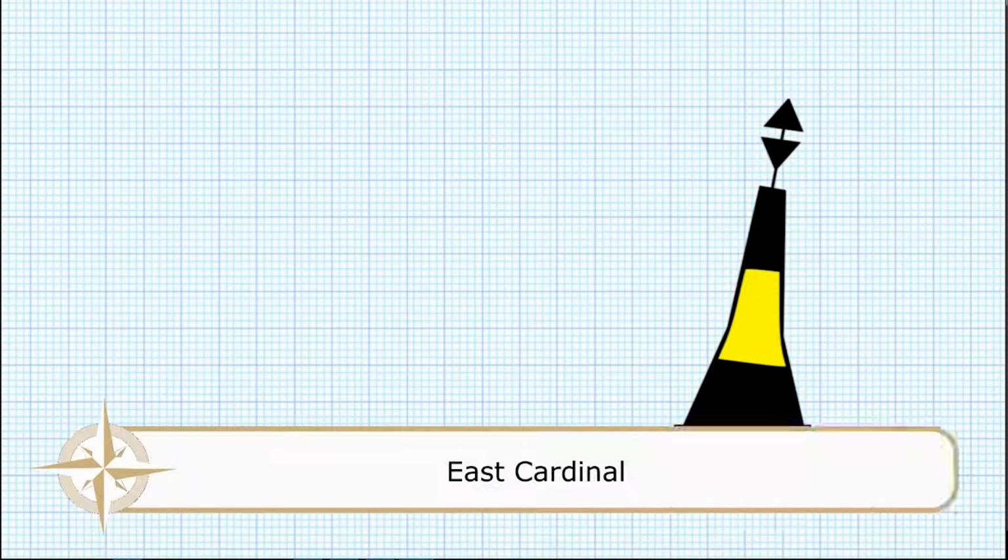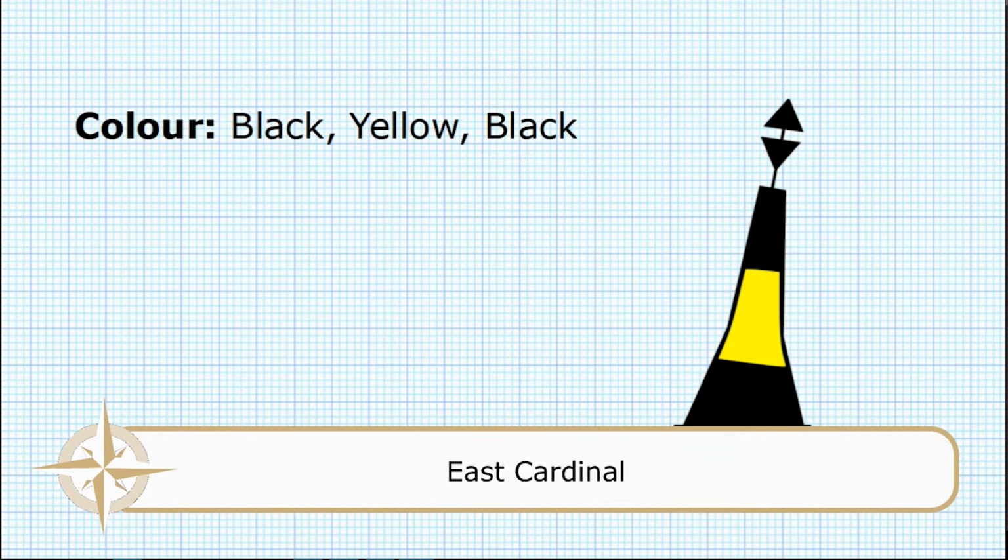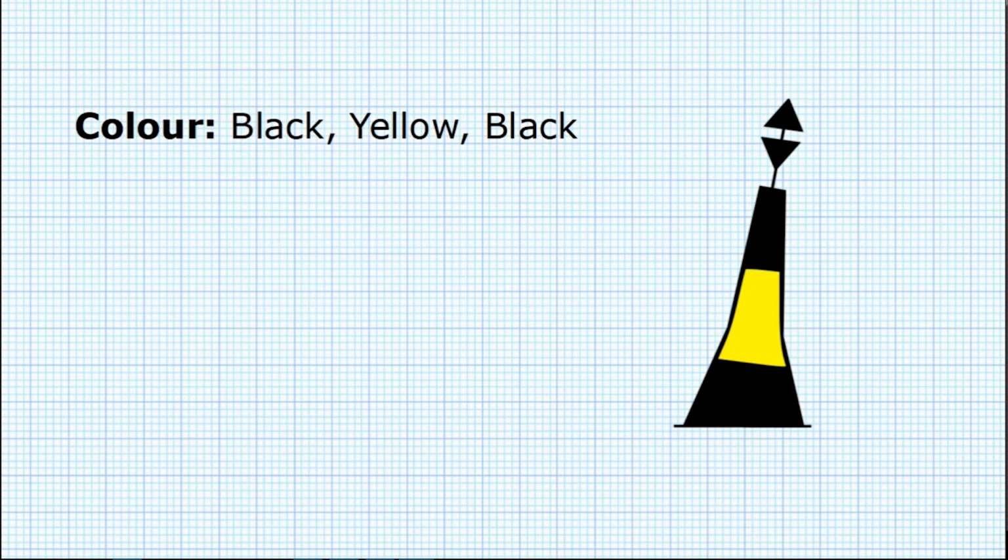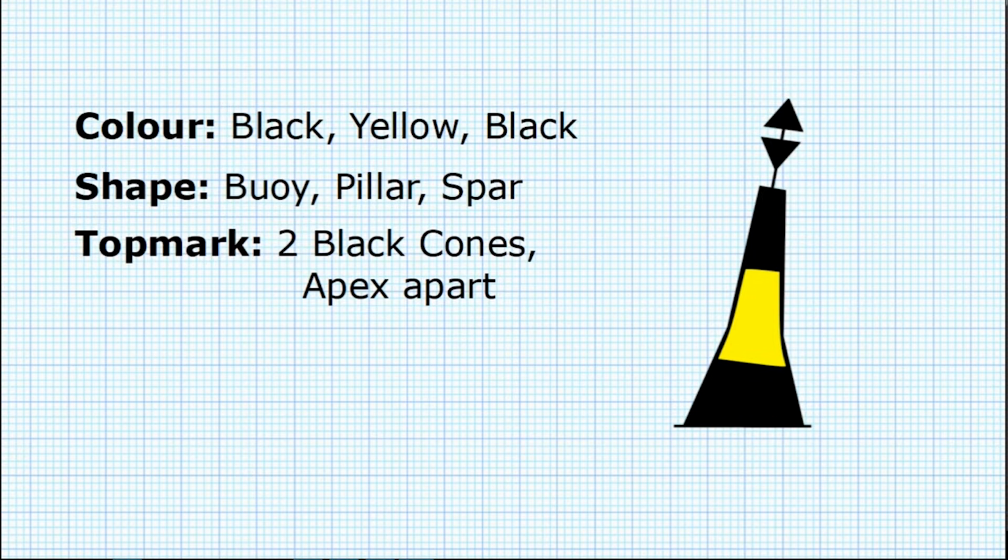Next, let's take a look at the east cardinal. The colour is black, yellow, black. Again, corresponding the top mark to the colours, the cones are pointing towards the black sections. Shape, buoy, pillar or spar, same with all cardinals. And the top mark, 2 black cones apex apart.